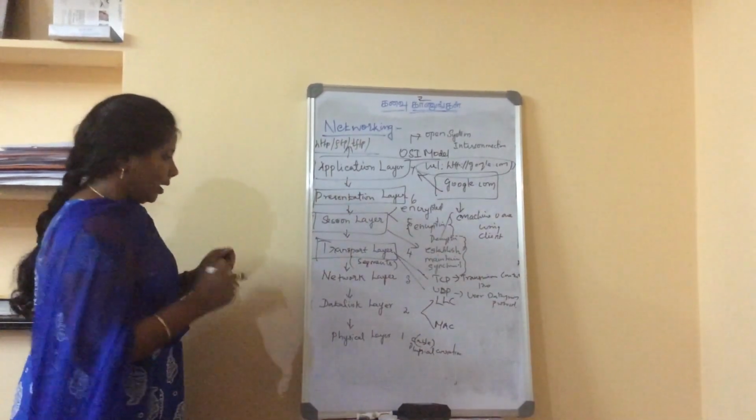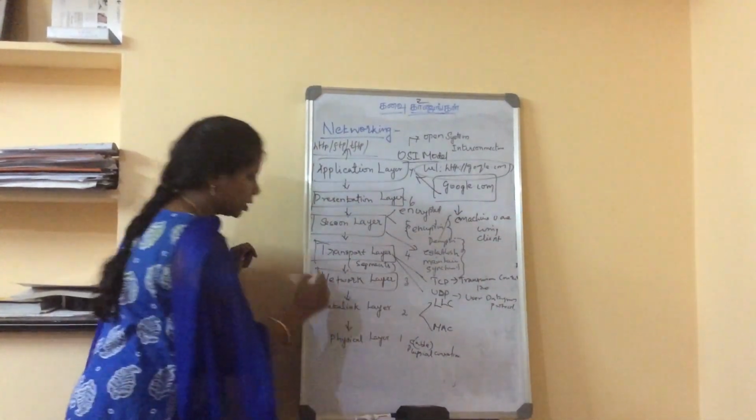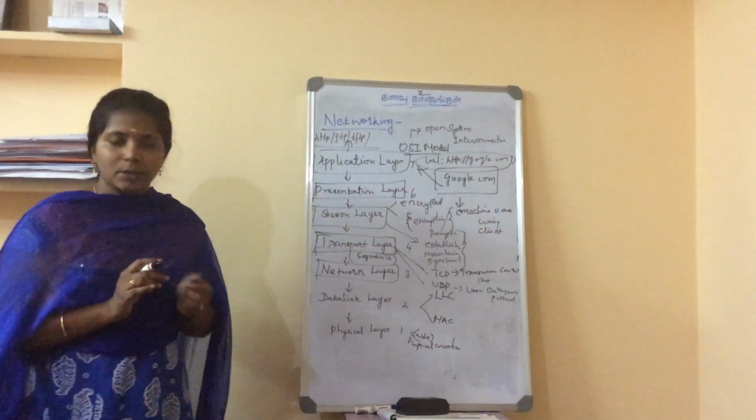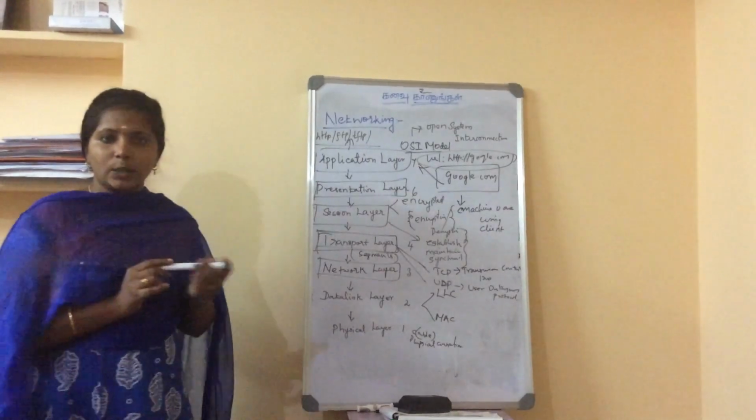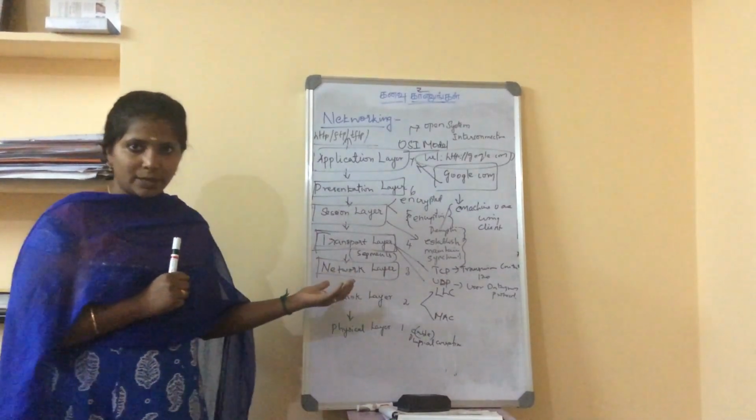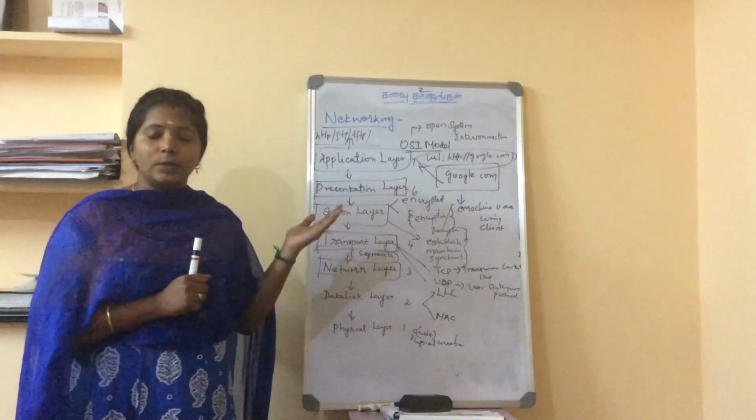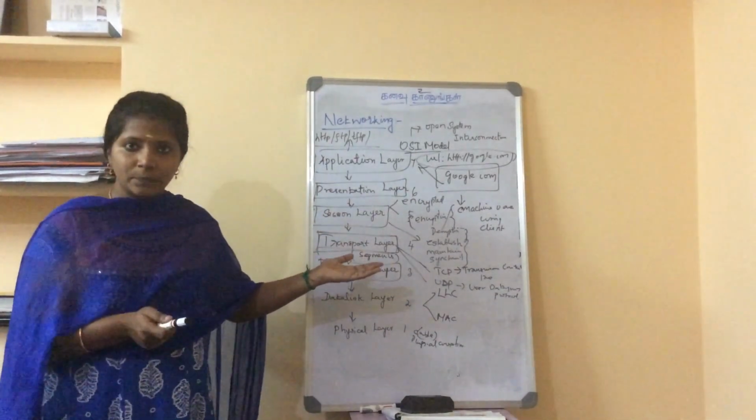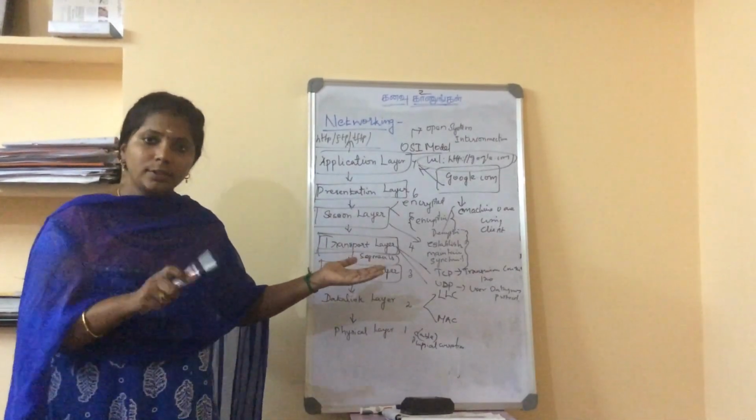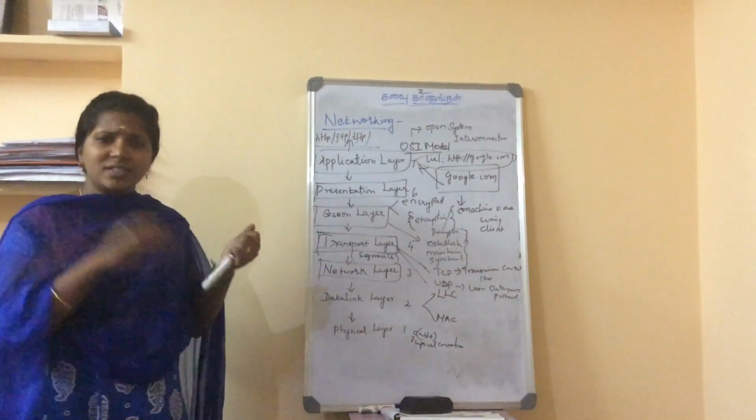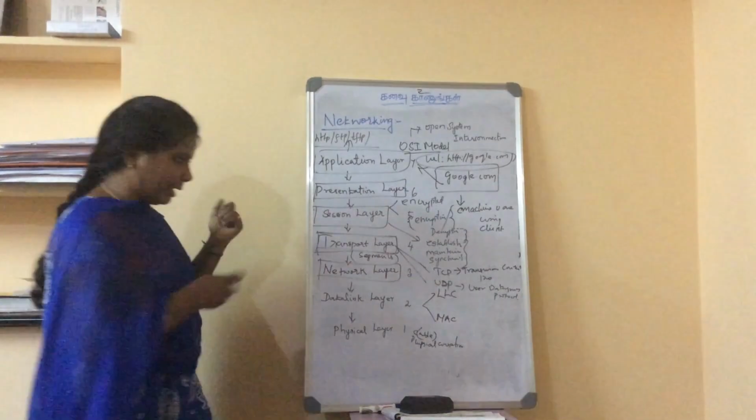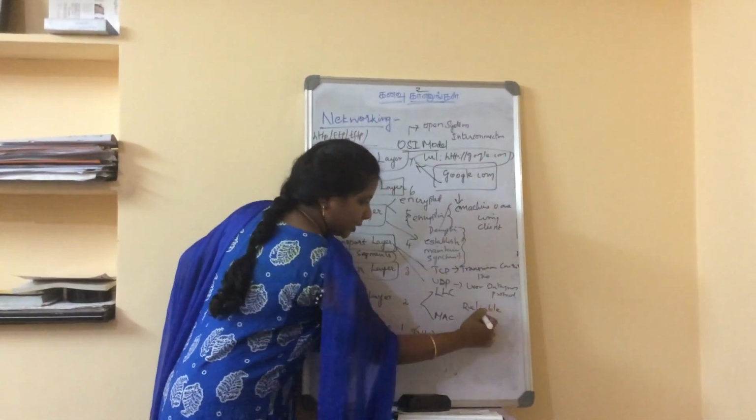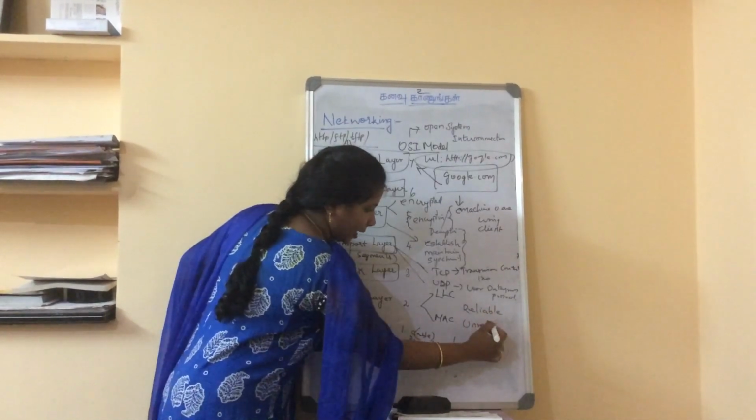Okay, once we reach the transport layer, what is its function? It takes the packet received from the session layer and identifies whether the connection should be reliable or unreliable. What is reliable and what is unreliable? I'll explain it now.